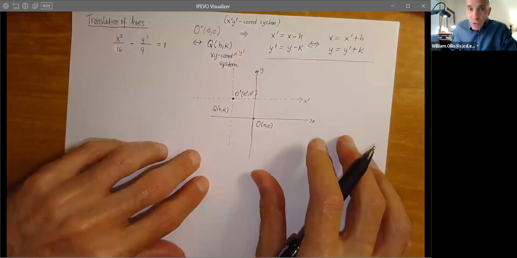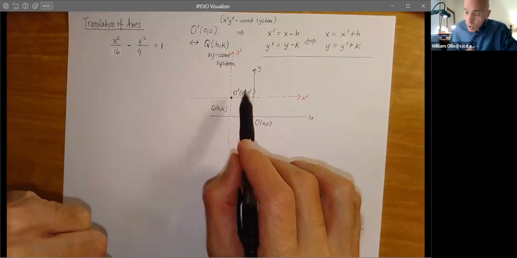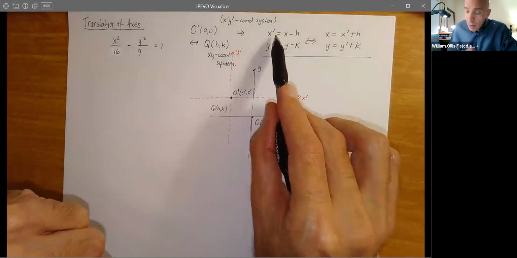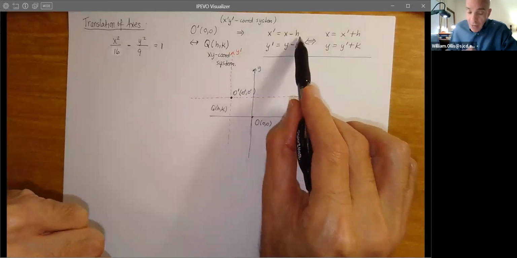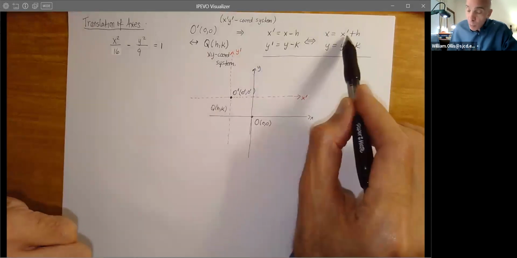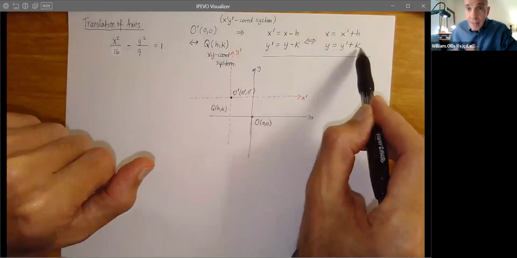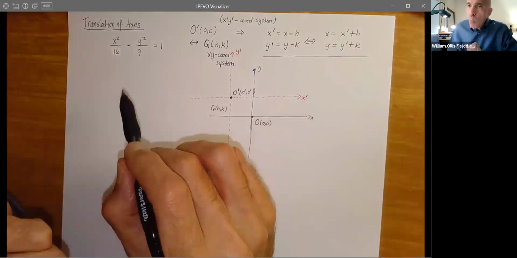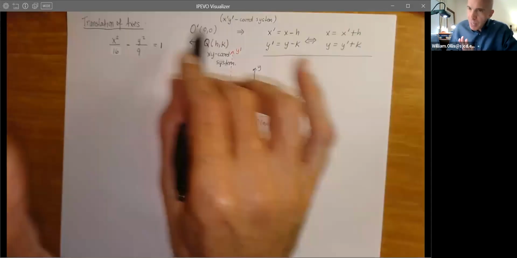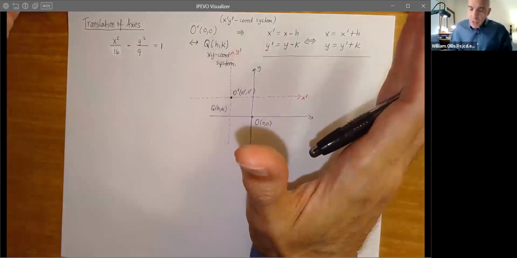So when we think about translating a system, if we want to look at the new coordinate system in the old, we replace X prime with X minus H. But if we've got the old coordinate system we want to express in the new, then we replace X with X prime plus H and Y with Y prime plus K. So that would be how we would translate if we wanted to move things that way. So that's the first case.